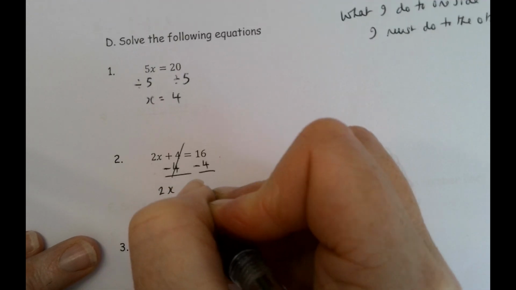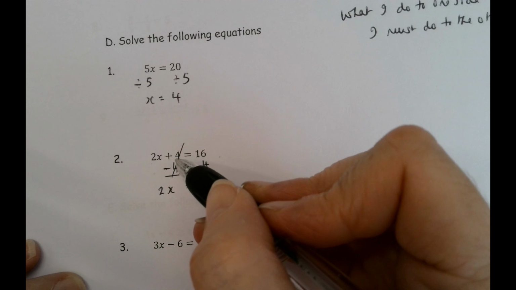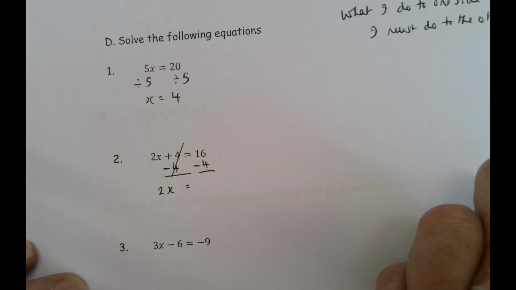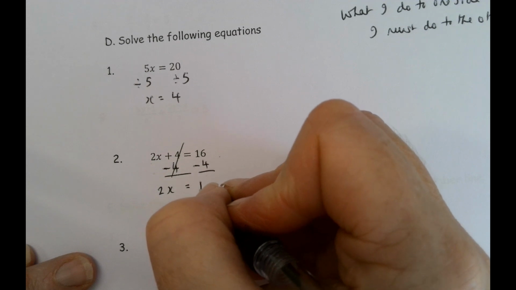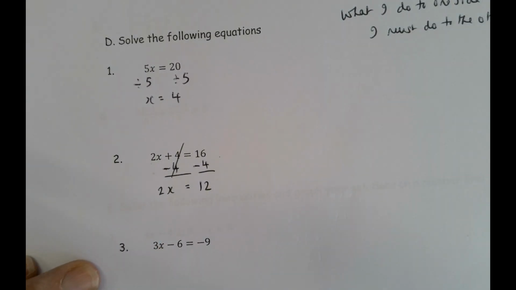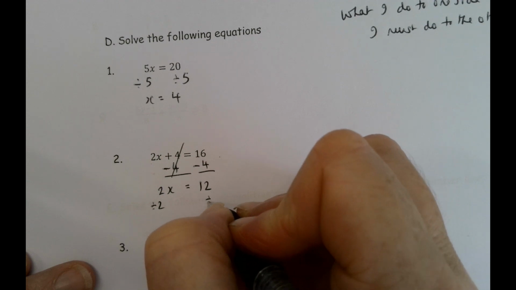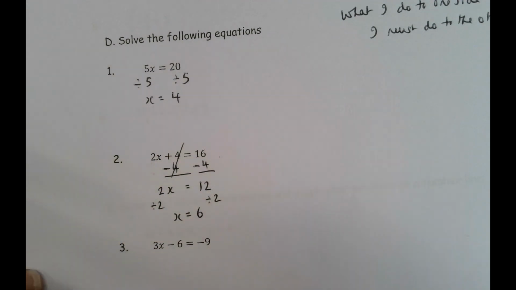So I get 2x. Now why do I subtract 4? I subtract 4 because 4 minus 4 is 0. Okay, 16 minus 4 is 12. So I've got 2x is equal to 12. Divide by 2, divide by 2, x is equal to 6.